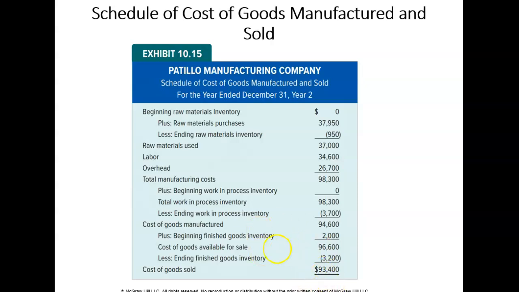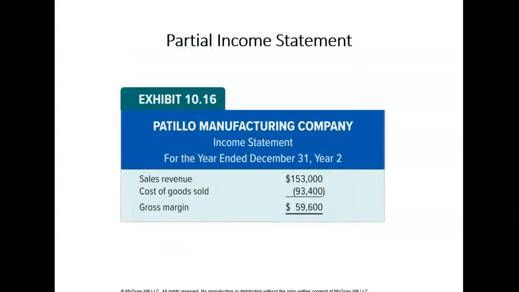Subtract from that what we have remaining at the end of the year in the finished goods to get your cost of goods sold. So the finished goods inventory will be shown on the balance sheet as an asset. Cost of goods sold will be shown as an expense on your income statement.